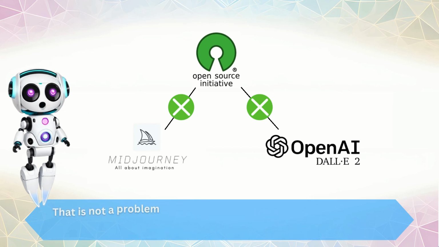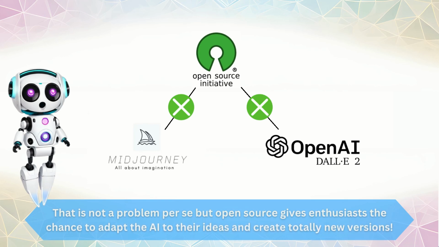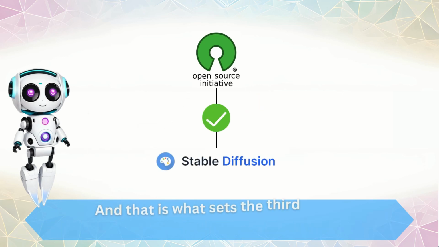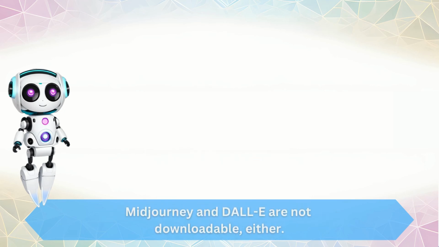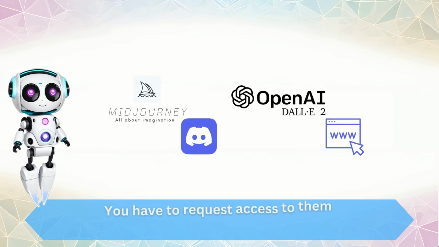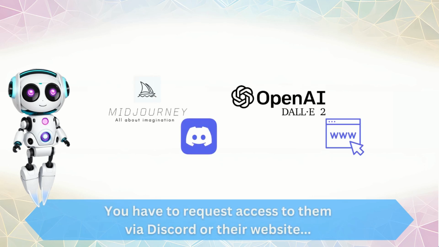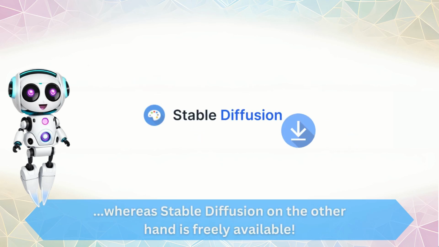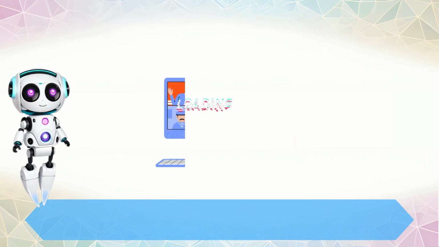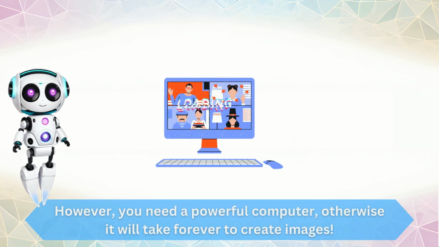That is not a problem per se, but open source gives enthusiasts the chance to adapt the AI to their ideas and create totally new versions. And that is what sets the third apart: Stable Diffusion. Midjourney and DALL-E are not downloadable either. You have to request access to them via Discord on their website. Whereas Stable Diffusion, on the other hand, is freely available. However, you need a powerful computer, otherwise it will take forever to create images.